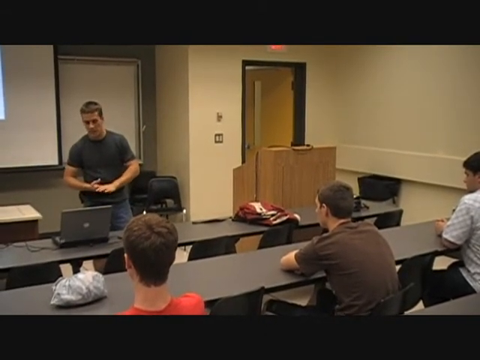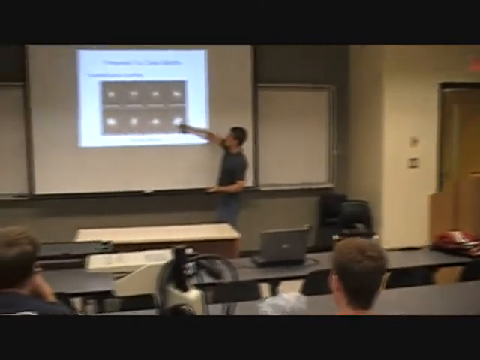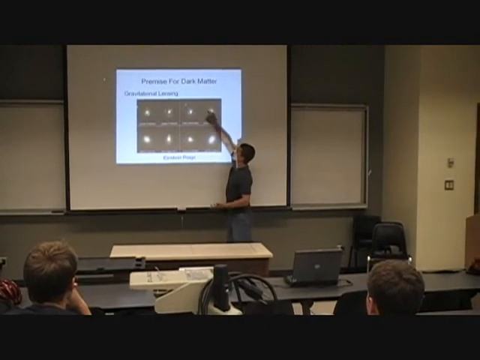This is one of the best examples of gravitational lensing, the Einstein ring. And you can see these actual rings here. These are examples where it's actually observed, these rings around galaxy clusters.